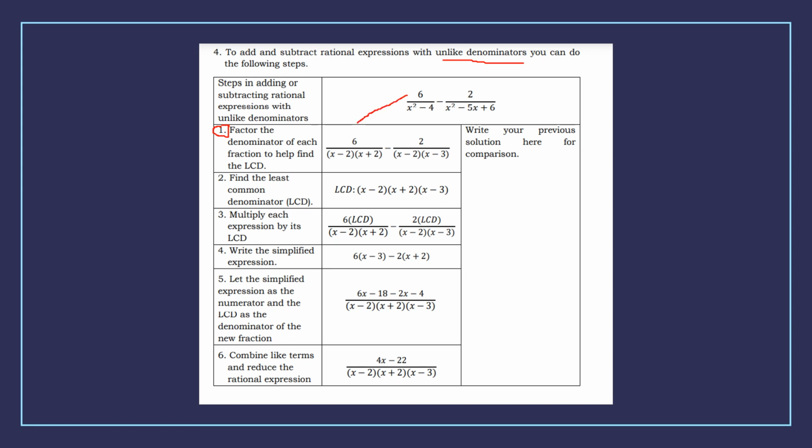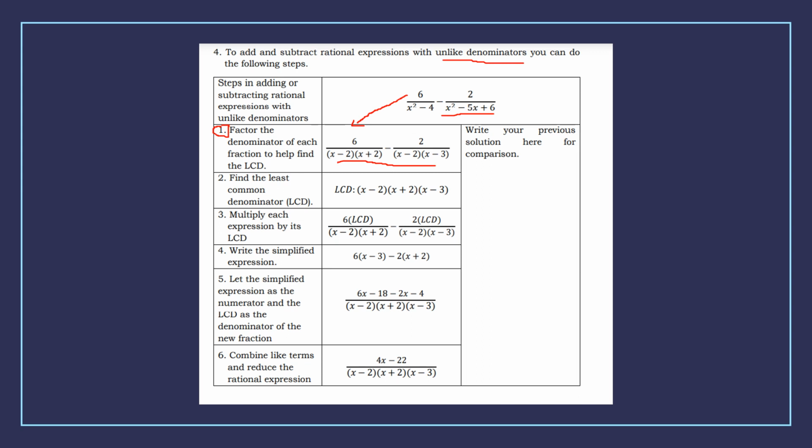Copy 6, and then the factored form of x squared minus 4 are x minus 2 times x plus 2. Minus 2 over the factored form of x squared minus 5x plus 6, and these are x minus 2 times x minus 3. With that, from this given factored form, let us get the LCD.